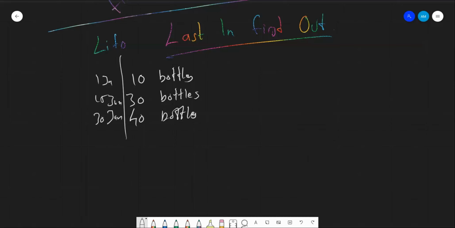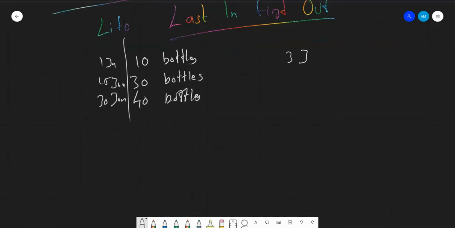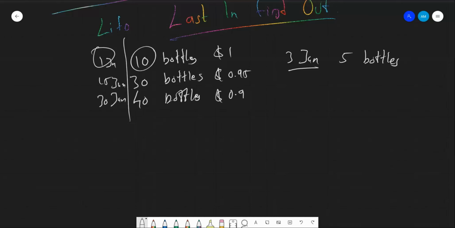Okay. So last in. So let's say the date is 3rd Jan, like before. Some person comes up, he says he needs 5 bottles, right? And on 3rd Jan we have the 1st Jan, we have the 10 bottles, so we would give him the 10. Oh yeah, sorry, this is at $1, this is at 0.95, this is at 0.90, right? So you sell him the bottles, 5 bottles at a piece. And how is that gonna go? Yeah, so that's gonna be $5, right?